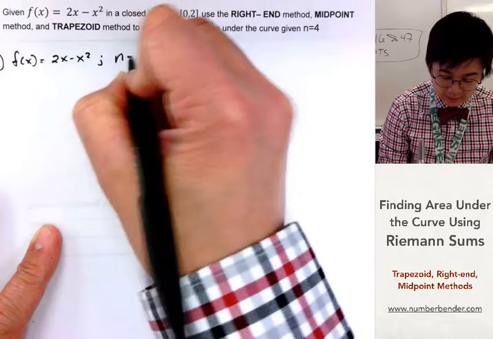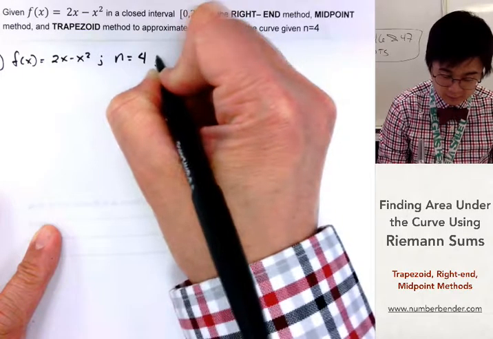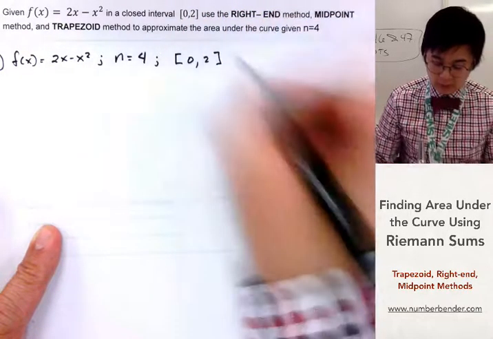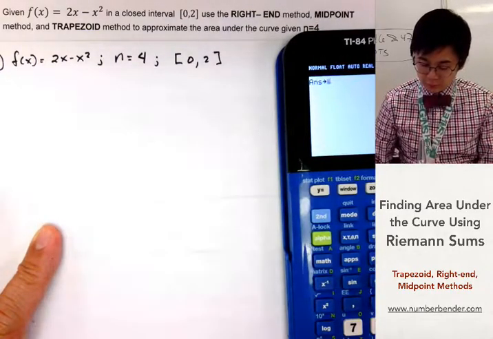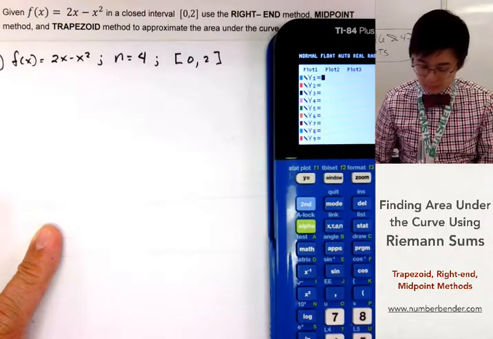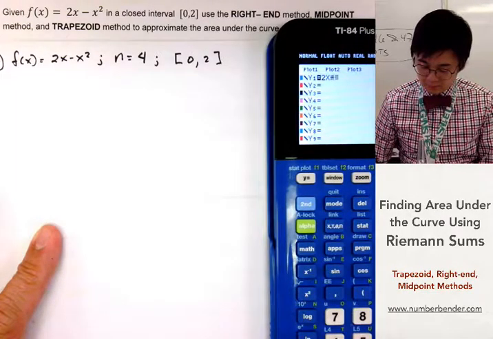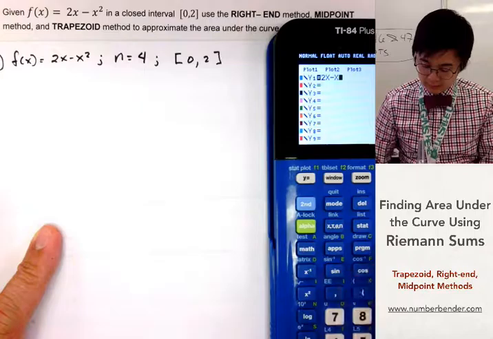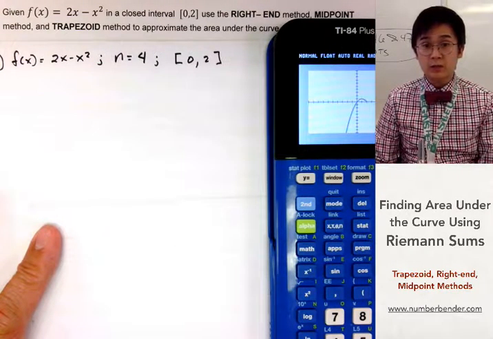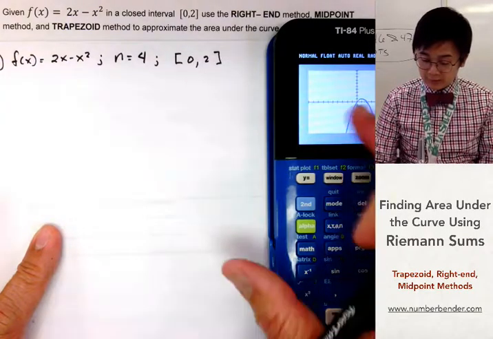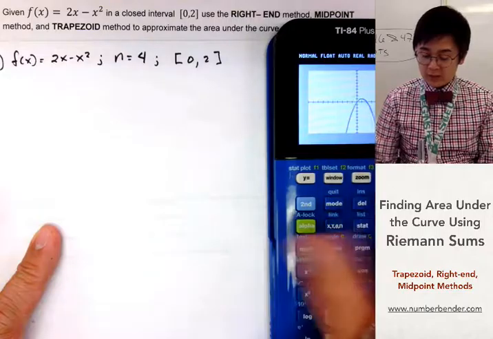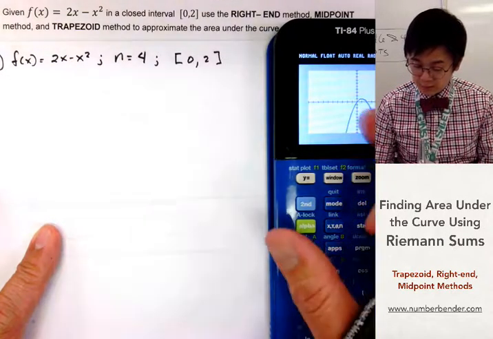Alam natin na kailangan natin ng 4 na rectangles in a closed interval 0 to 2. So, unang gagawin natin, tingnan natin kung ano yung itsura ng function. So, sa y sub 1, we have 2x minus x squared. At kapag ginraph natin yung function, makikita natin na parabola siya going downwards with an intersection between 1 and 2.